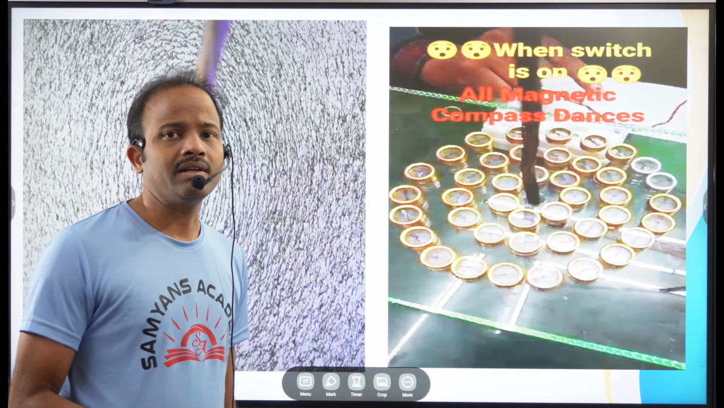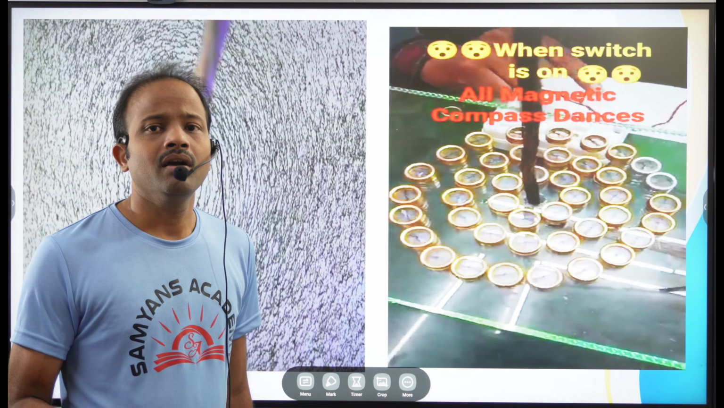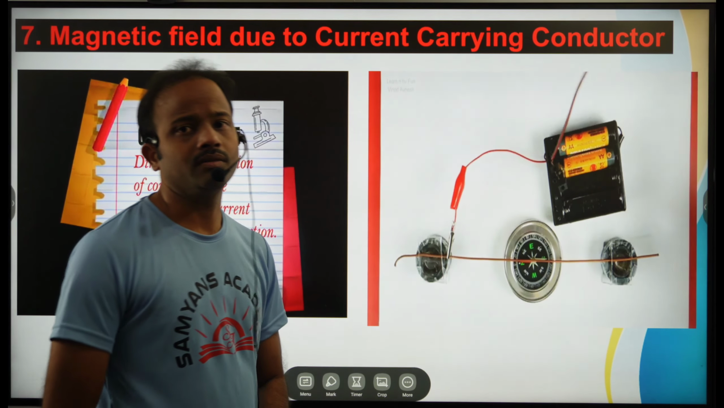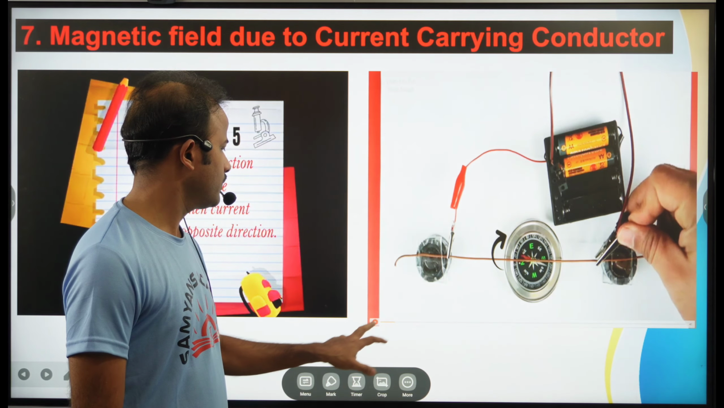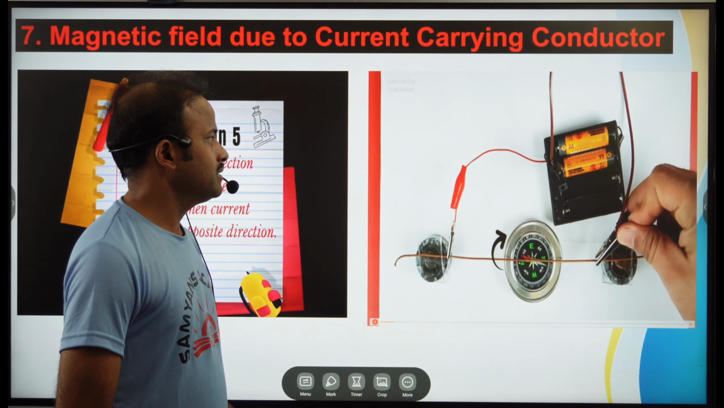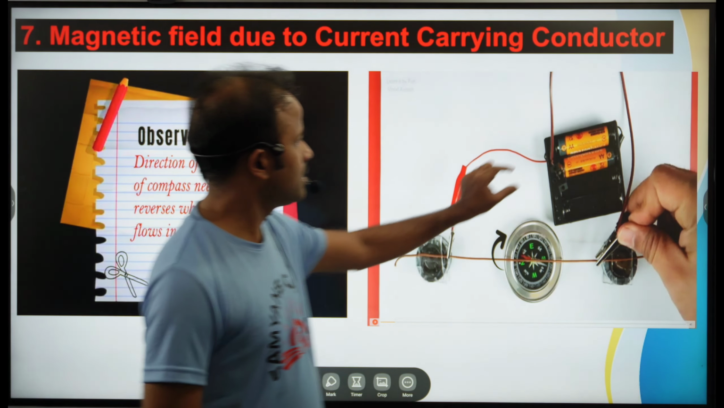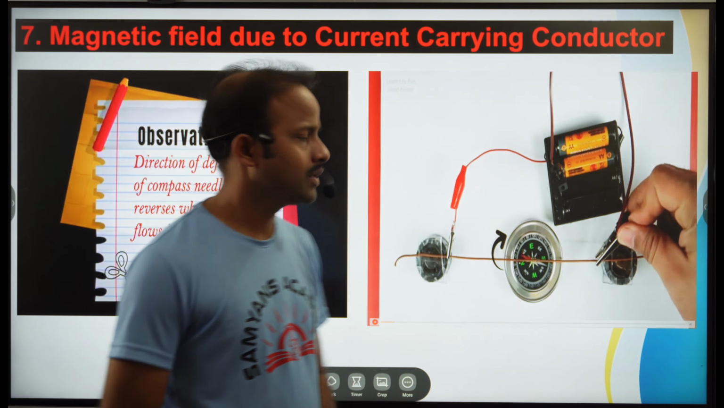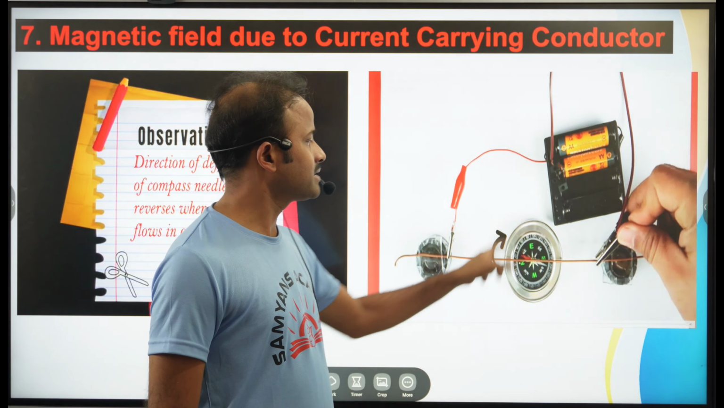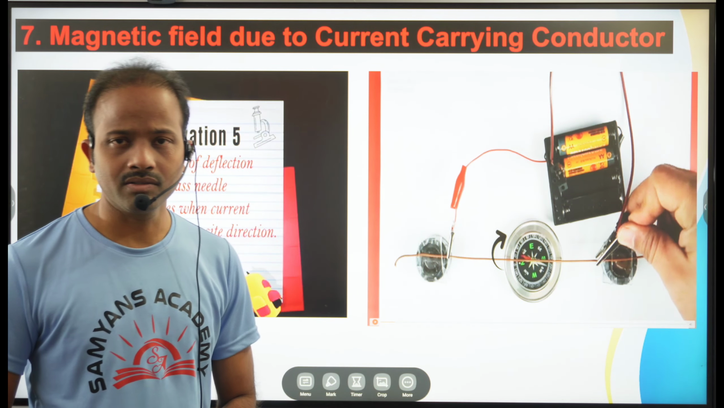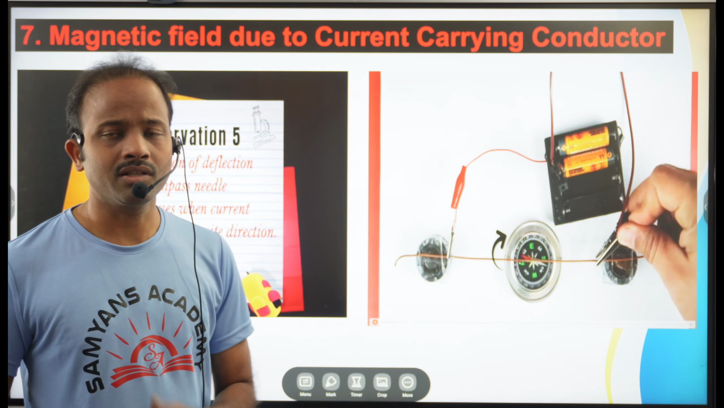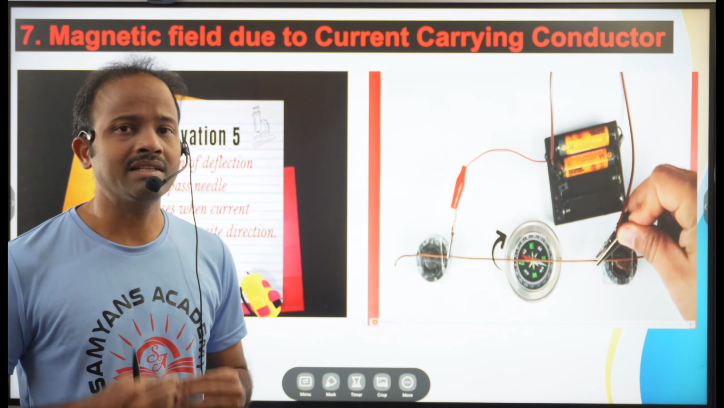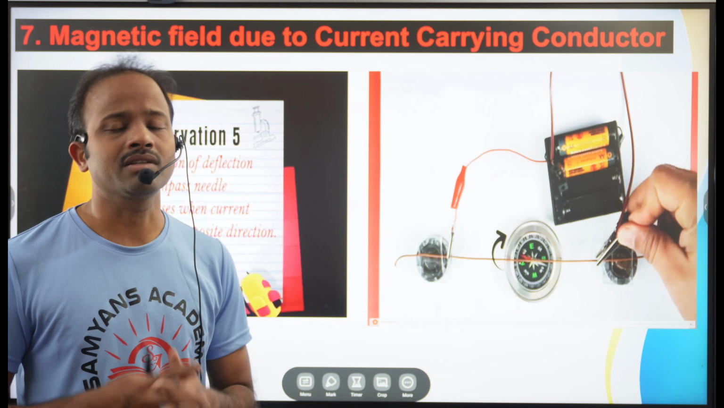When you reverse the direction of the current, what will happen? Now you observe another activity. Here we have placed two batteries. We are observing the deflection in the compass needle. Suppose when you pass more current, what is the deflection in the compass needle? When you pass less current in the conductor, what is the deflection in the compass needle?